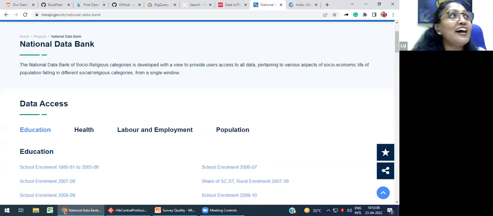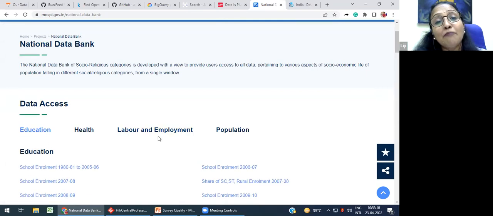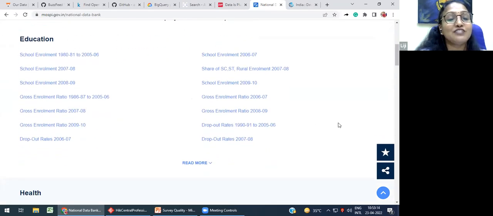So here the data access is given for education, health, labor and employment, and even for population. You can see on education, just one example I'm giving you. Here, the school enrollment. It is written like school enrollment from 2007 to 8 and 9 to 8. I mean, everything is available over here. The dropout rates from 2006 and 7, and everything related to school education is available.